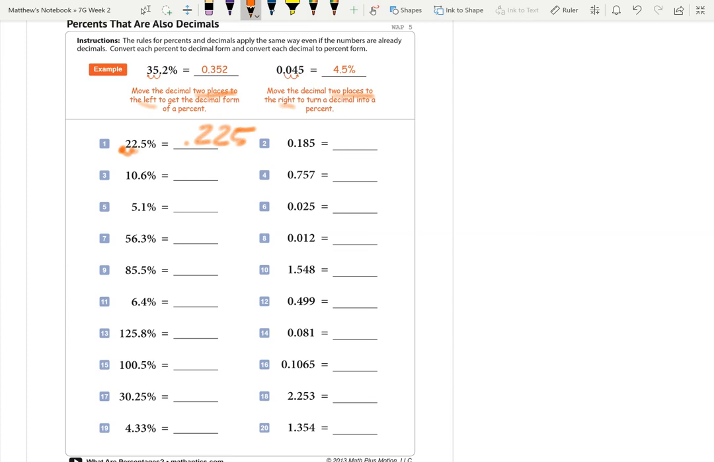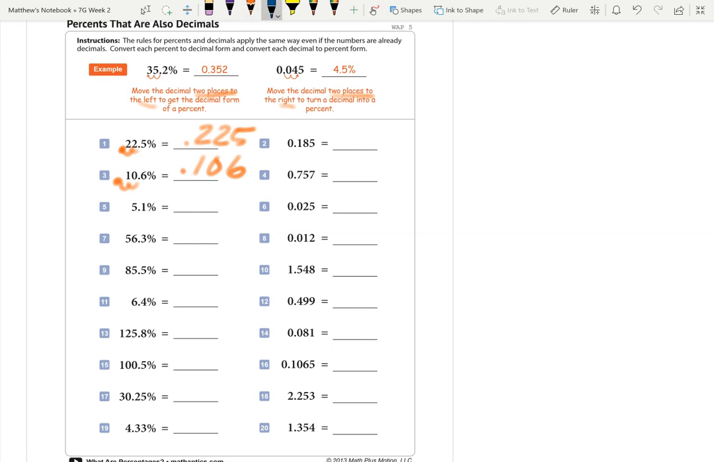All right. And then over here we've got 10.6%. Move it over 2 spots. So we've got 0.106. You can think about this as 10.6 over 100 or 106 out of 1,000 as a fraction.